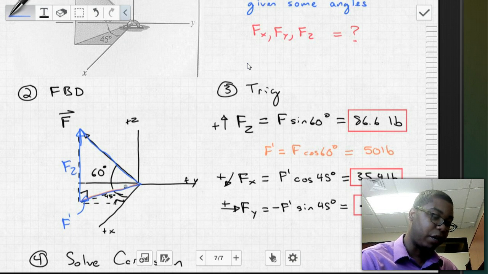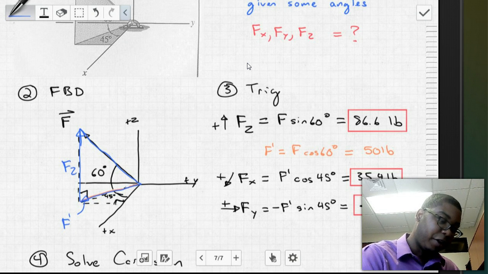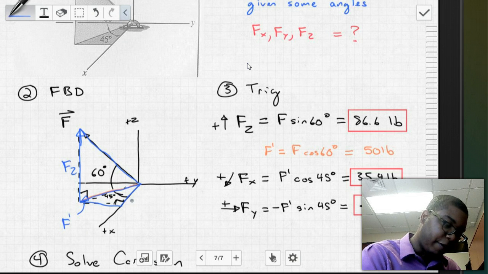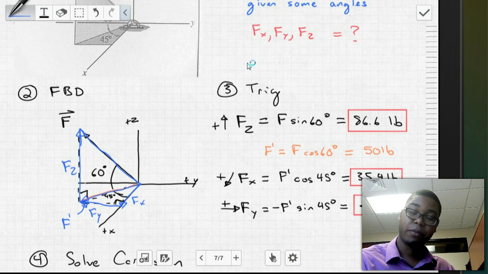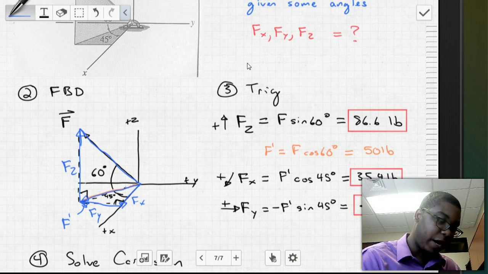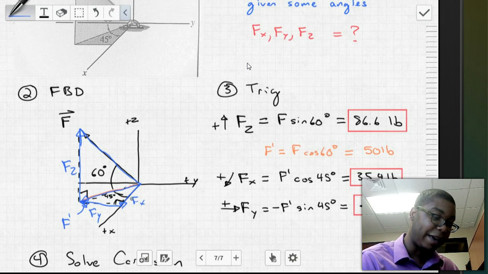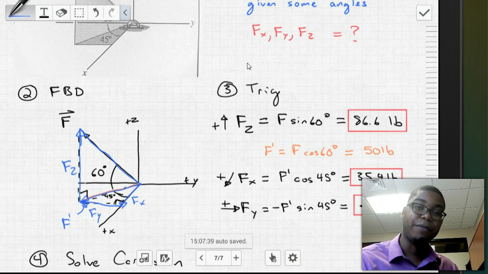So now that we've found F prime, we can further decompose F prime into x and y components, because the triangle formed by F prime will give you the Fx component as well as the Fy component, right? If we look at F prime and we look at Fx, we see that Fx is the adjacent component. And so when we have a triangle and Fx is an adjacent component, we know that the magnitude of Fx should be F prime times cosine of 45 degrees, which will give us a value of 35.4 pounds.